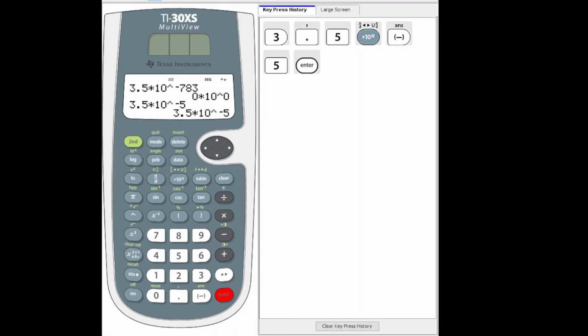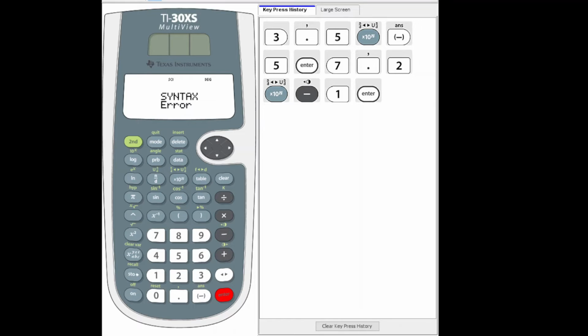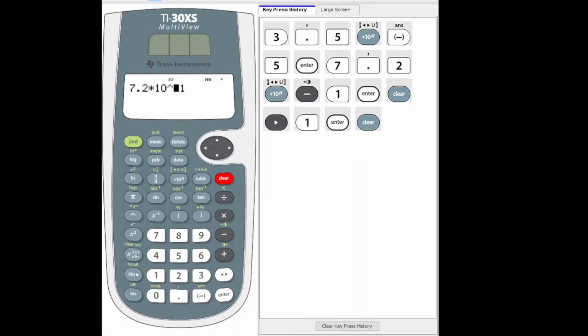So let's do one more thing. Let's do 7.2 times 10 to the power of -1. Hey, that gave us a syntax error. Oops, -1. That gives us a syntax error. That's because the calculator is reading it as you're taking something and subtracting one, but there's nothing for you to subtract from.